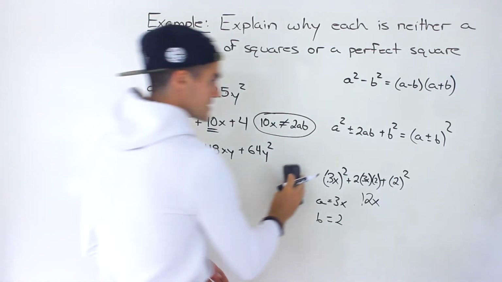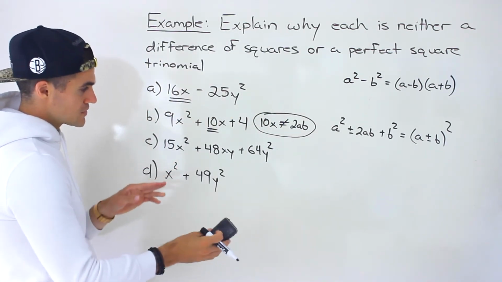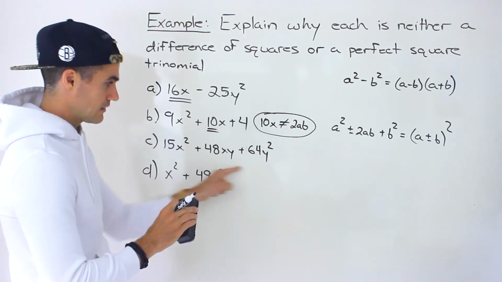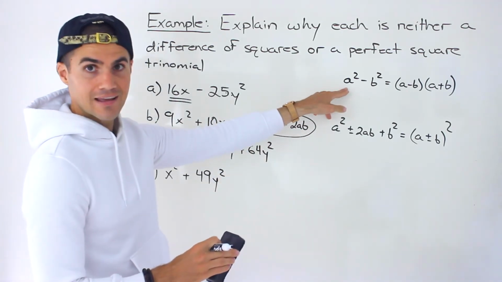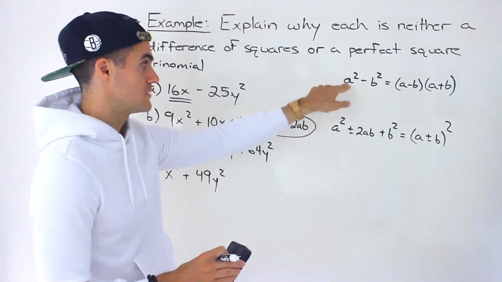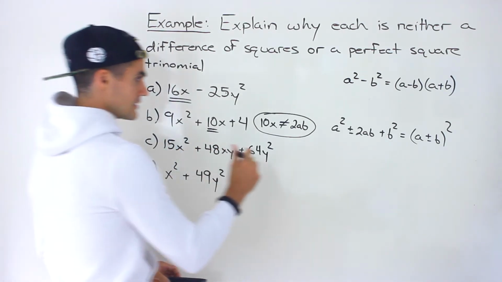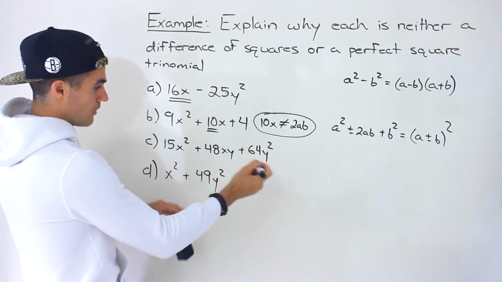Moving on to part C. Again, here with part C, are we dealing with a difference of squares or a perfect square trinomial? Well, if anything, it's going to be a perfect square trinomial. We could tell that it's definitely not in this kind of format or close to being in that format. So it's definitely not going to be a difference of squares. So let's rewrite this. And notice, what's the problem here?